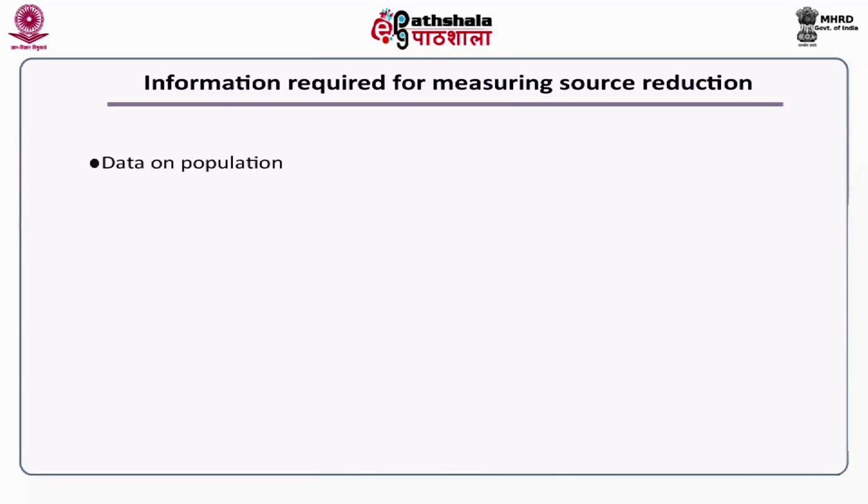Now, let us discuss what are the basic informations that are required for you to measure a source reduction progress. 1. You need data on population. 2. You need the projection of population change.